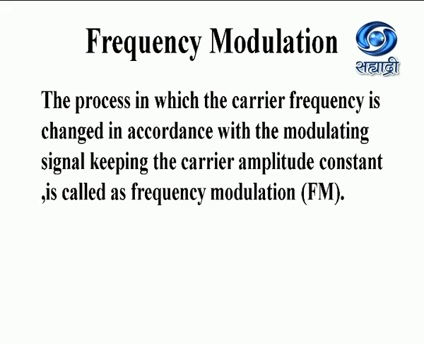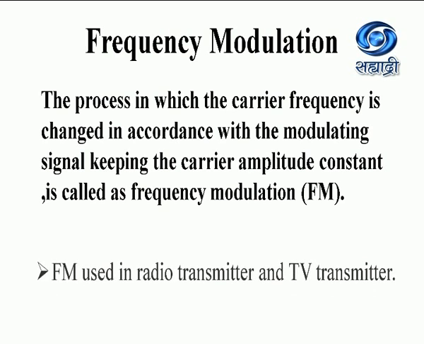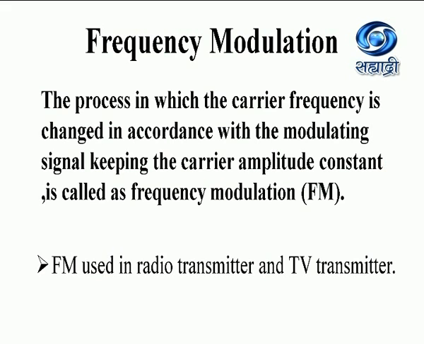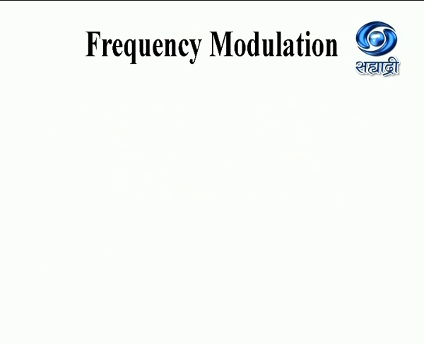Now this modulation process is related to the frequency. Whenever the modulating signal amplitude changes, the carrier frequency changes in accordance with the modulating signal, and that process is called frequency modulation. So here the amplitude and phase of the carrier will be constant. FM is basically used in radio transmitters and TV transmitters. We are using FM radio, for example 98.3 megahertz, like that. So these are the applications of frequency modulation.